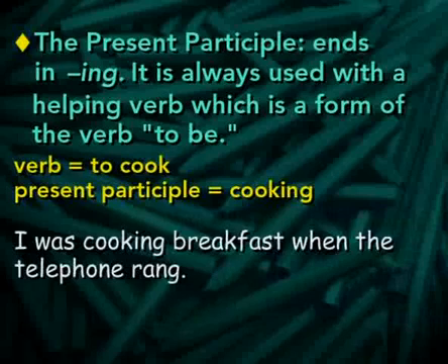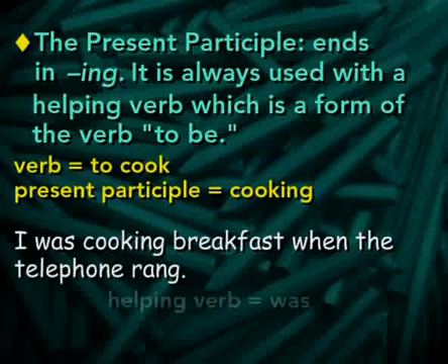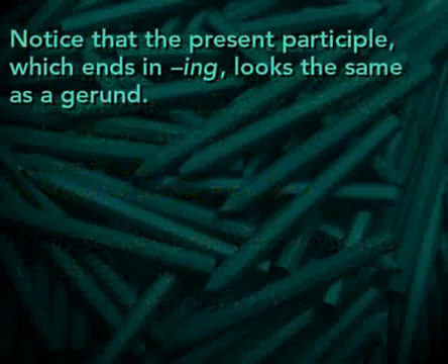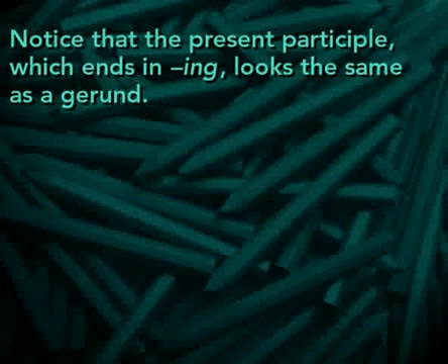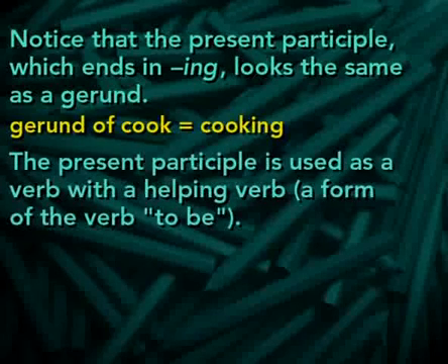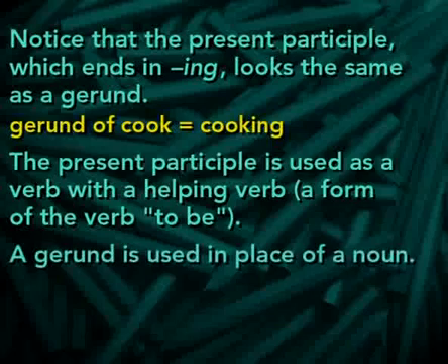Notice that the present participle cooking is used with the helping verb was, which is a form of the verb to be. Notice, by the way, that the present participle, which ends in ing, looks the same as the gerund. The gerund form of the word cook is cooking. The difference between the gerund and the present participle is the way they're used. As we've seen, the present participle is used as a verb with a helping verb, which is a form of the verb to be. By contrast, a gerund, which looks the same, is used in place of a noun.